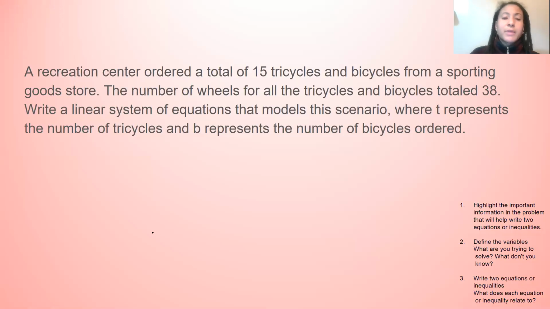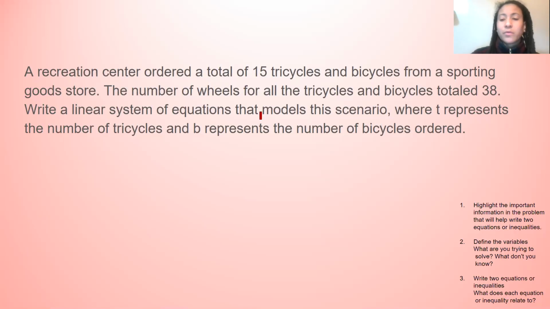All right. So it says a recreation center ordered a total of 15 tricycles and bicycles from a sporting goods store. The number of wheels for all the tricycles and bicycles totaled 38. We want to write a linear system of equations that models this scenario where T represents the number of tricycles and B represents the number of bicycles ordered. So I want you guys to pause the video and take about, I'll say 30 seconds and see if you could identify the 2 equations, okay?